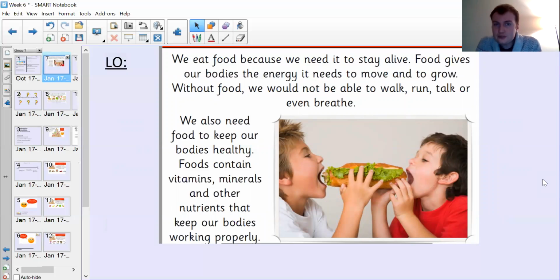As it says here, we eat food because we need it to stay alive. It gives our body energy to be able to move and grow. If we stop eating food, we can't walk, can't run, can't talk, and eventually we wouldn't be able to even breathe, okay? It also helps keep our bodies healthy, right? Foods contain things such as vitamins, minerals, and nutrients, right? You don't have to know in detail what those mean, but you do need to know that they help keep our bodies working properly. So they're really important, are vitamins, minerals, and nutrients.